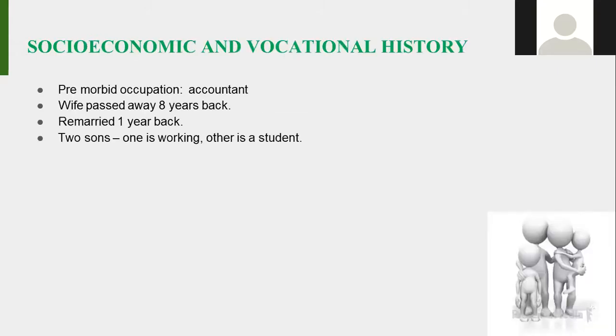Socioeconomic, pre-morbidly, he was an accountant in a private firm. And his wife had passed away 8 years back. He had just remarried 1 year back. He had 2 kids, one of whom has a job, and the other is a student.